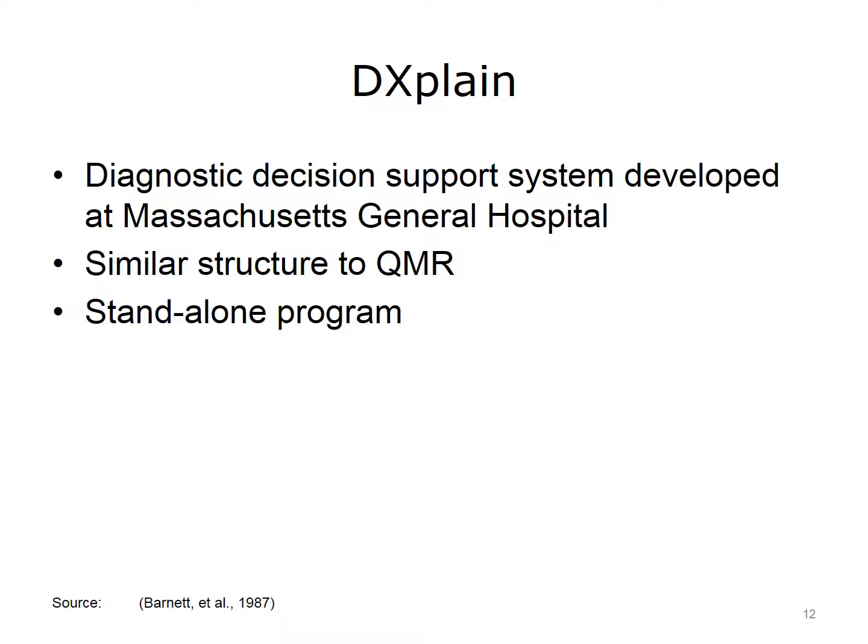Dxplain is another diagnostic decision support system, this one developed at Massachusetts General Hospital in the mid-1980s. DX is medical shorthand for the word diagnosis, and the name is a combination of diagnosis and explain. Dxplain has a similar structure to QMR in that it is a standalone program and combines signs and symptoms using evoking strength and frequency type weights to arrive at a list of possible diagnoses. However, Dxplain evolved very differently.